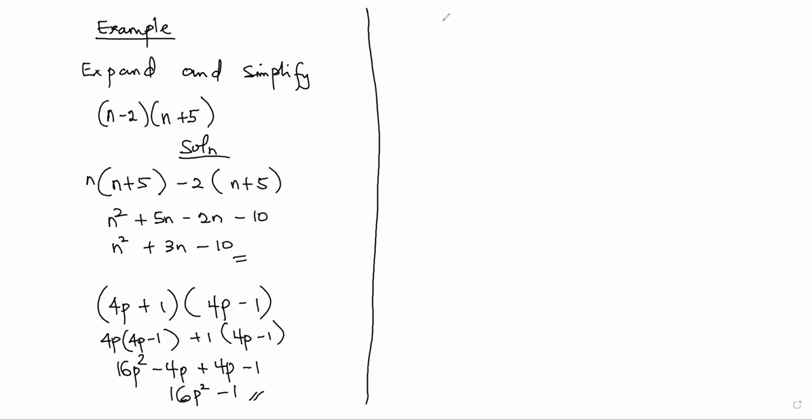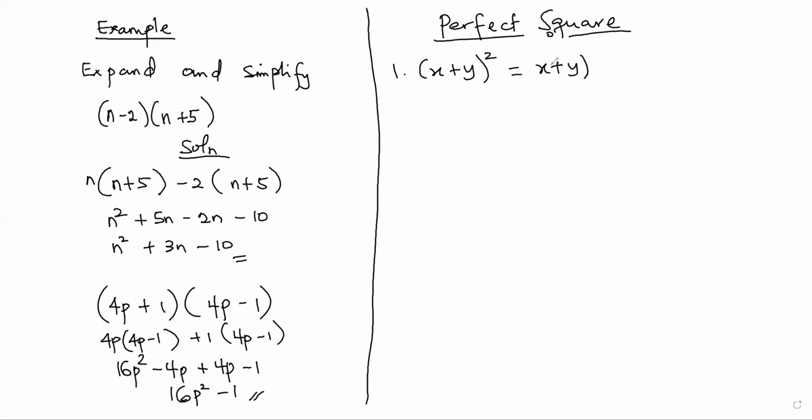Okay, so we now move on to perfect square. So when you have x plus y all squared, we know this is the same as x plus y, x plus y, the same sign. Then we can expand this, which we have already done in the previous example. So by now, we should know that this is the same as x squared plus 2xy plus y squared.